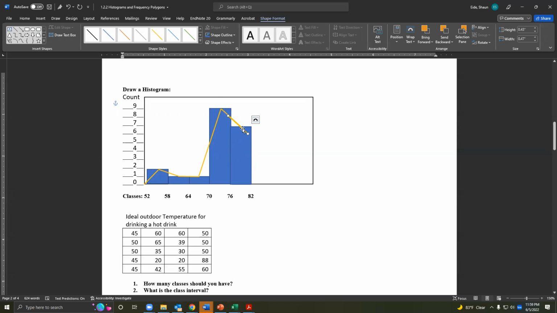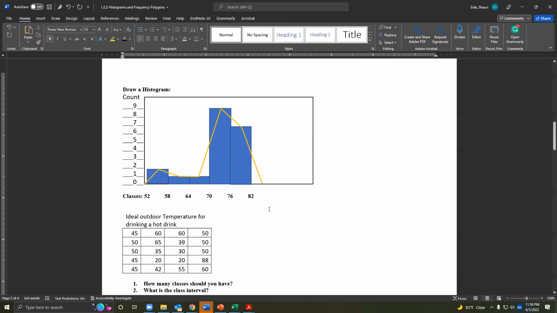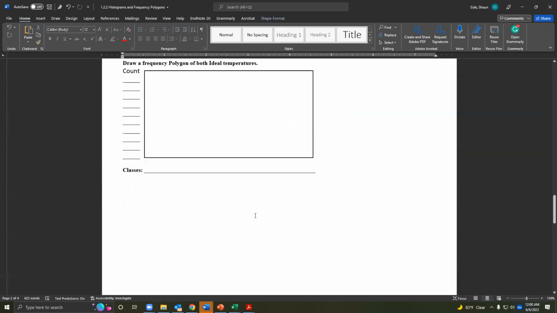Okay, and last but not least, technically this goes down to 0. And then if you wanted to, you could do 88 right there. And so the whole point of a polygon technically is it does touch the x-axis on both ends, because there are 0 observations here and there are 0 observations before the 52 as well. And so that's a frequency polygon. Like I said, right now you're just drawing it by hand. In Excel, it's a lot easier to do it, being much more precise.